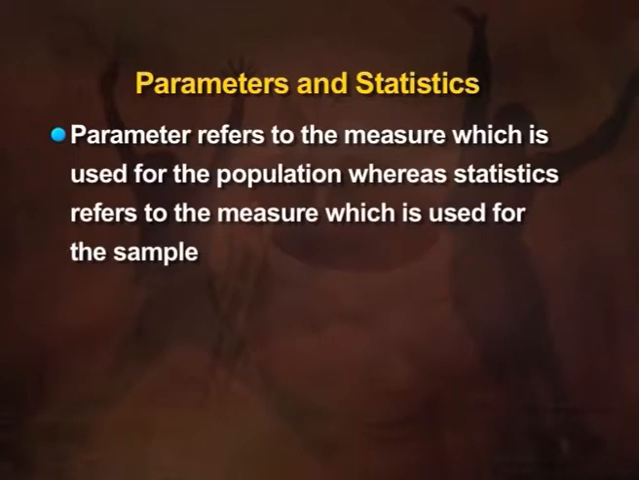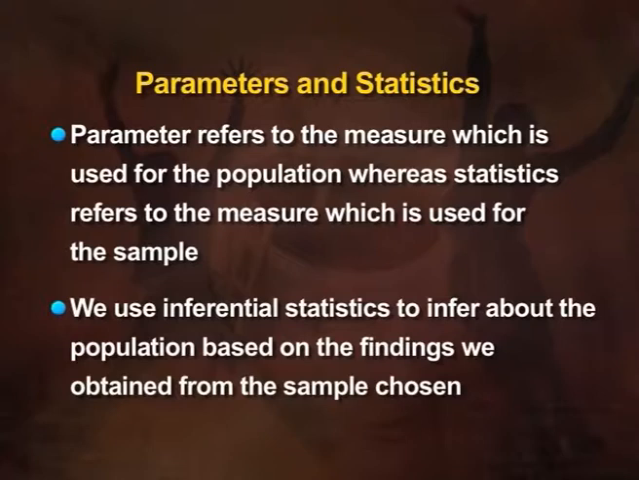The third set of concepts we are looking at is parameters and statistics. Parameter refers to the measure which is used for the population, whereas statistic refers to the measure which is used for the sample. We use inferential statistics to infer about the population based on the findings we obtained from the sample chosen.